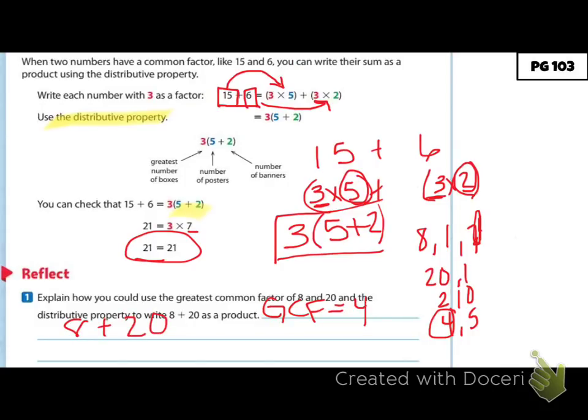Okay, so if we were to follow what we did up above here, we would do 8 plus 20. What two numbers using 4 multiply to 8? Well, it's 4 times 2. Then what two numbers using 4 multiply to 20? 4 times 5. What do they both have in common? That 4. So we take the 4 and we put it on the outside. We're left with 2 and 5 on the inside. So it would be 2 plus 5.